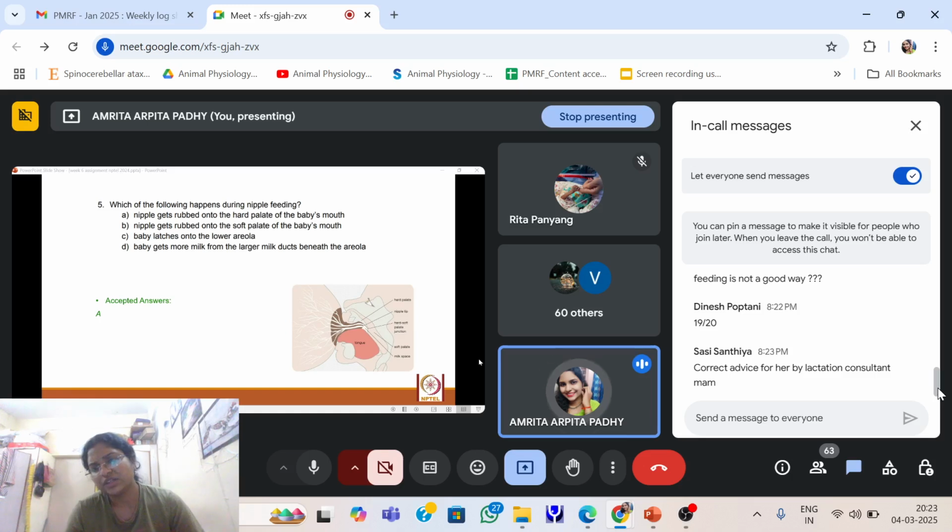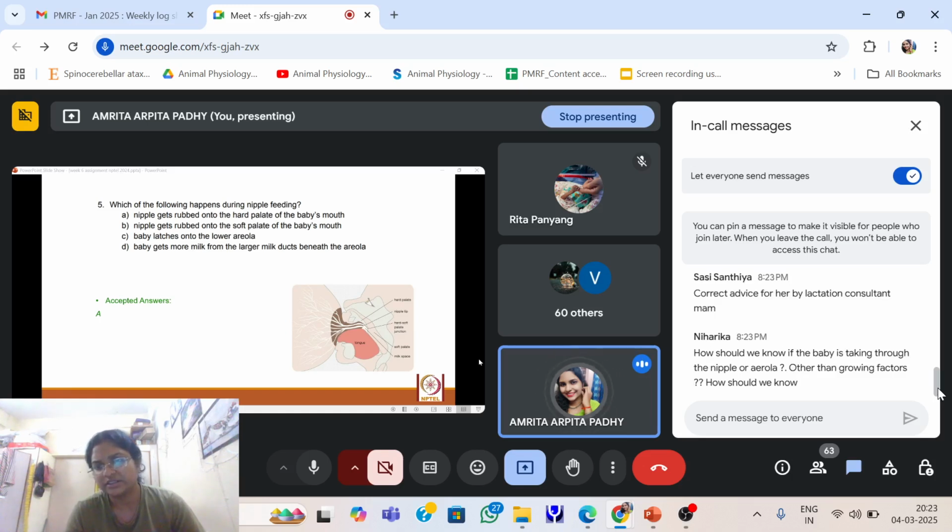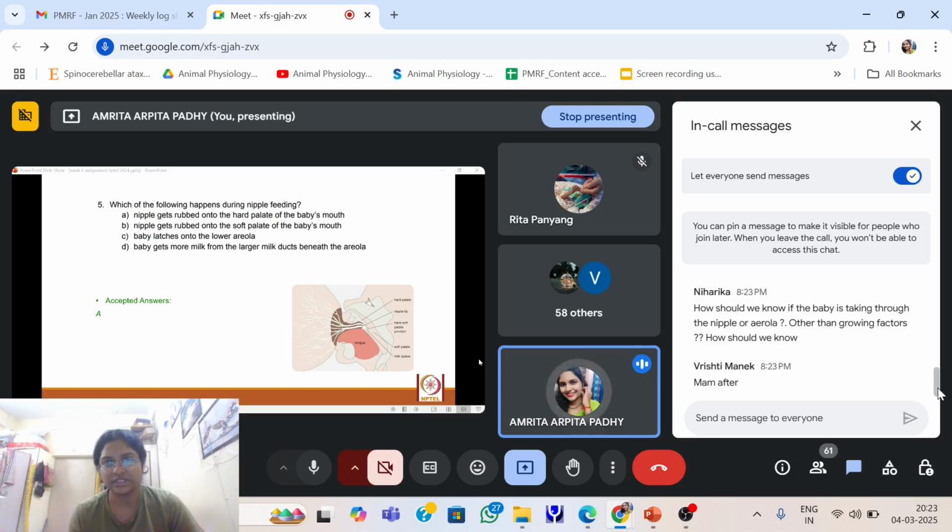Correct advice for her by a lactation consultant, ma'am. How should we know if the baby is taking through the nipple or areola other than facts? Only through the position you can know, like you can see in the picture here, right? If the baby's lips are touching the lower areola and upper areola, and the nipple is totally inside, then obviously it is doing the breastfeeding. If this position is not correct, it may be possible that it is nipple feeding.